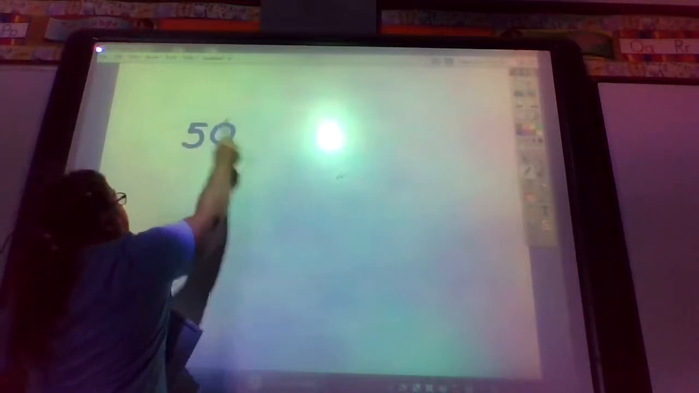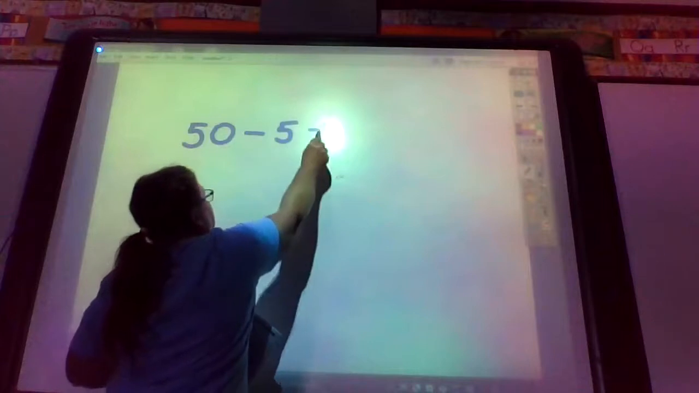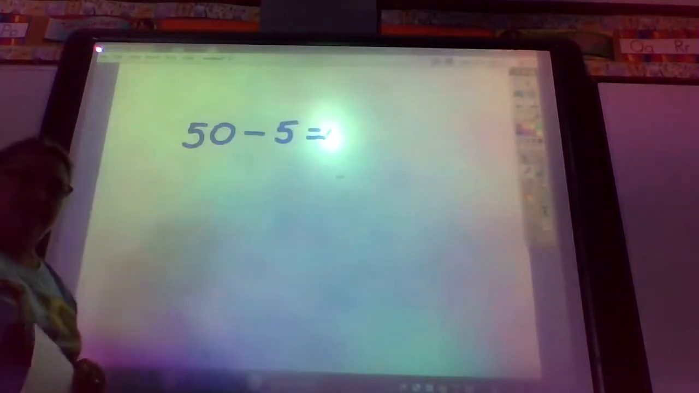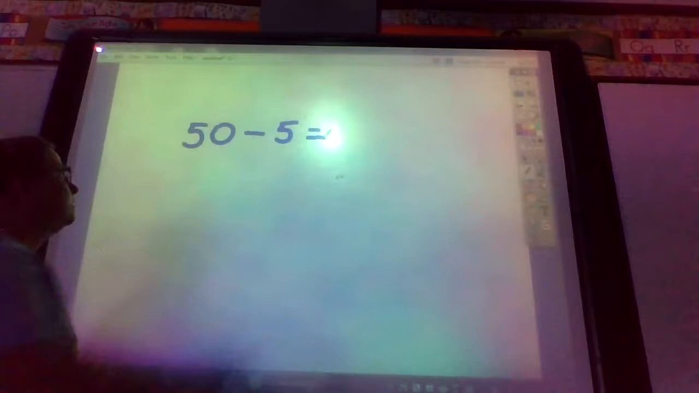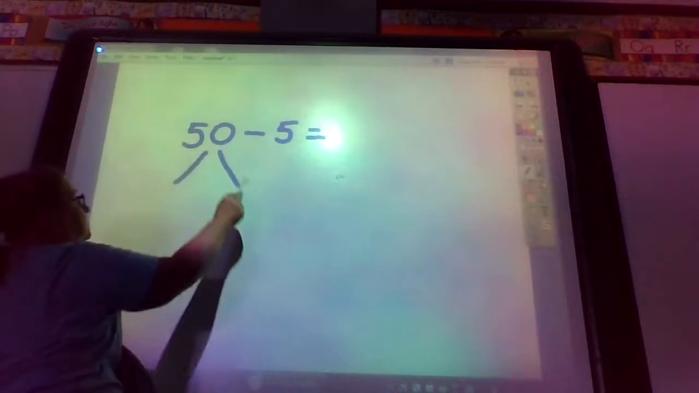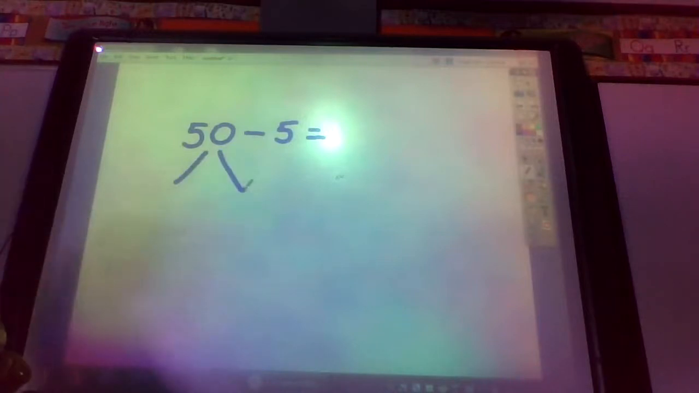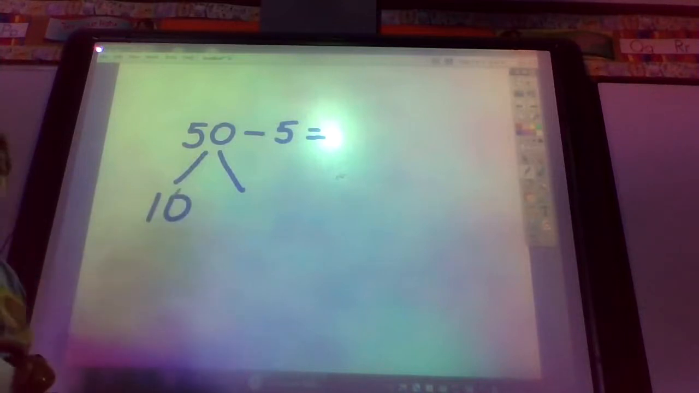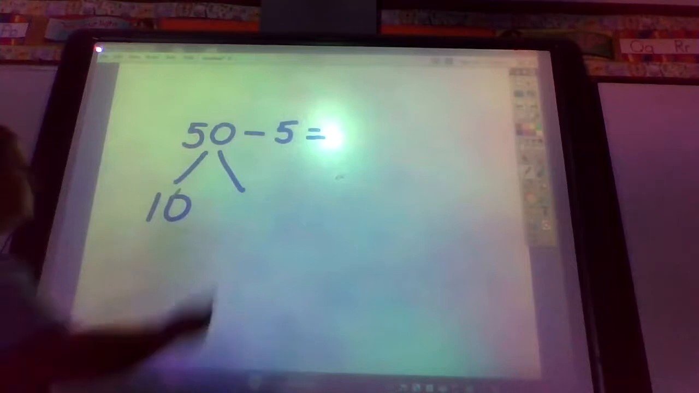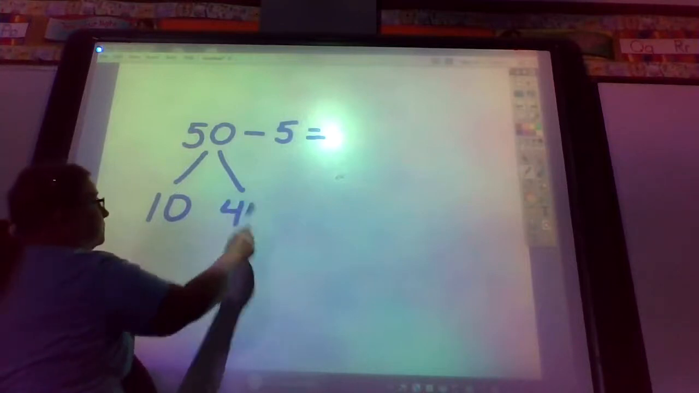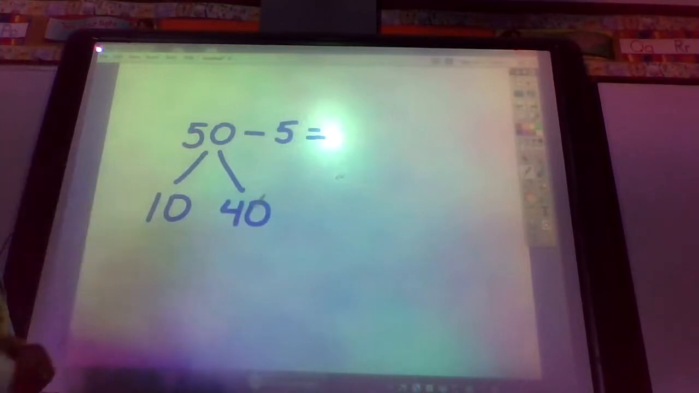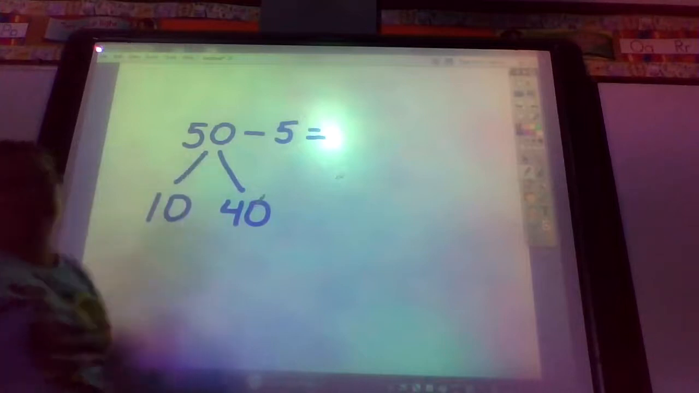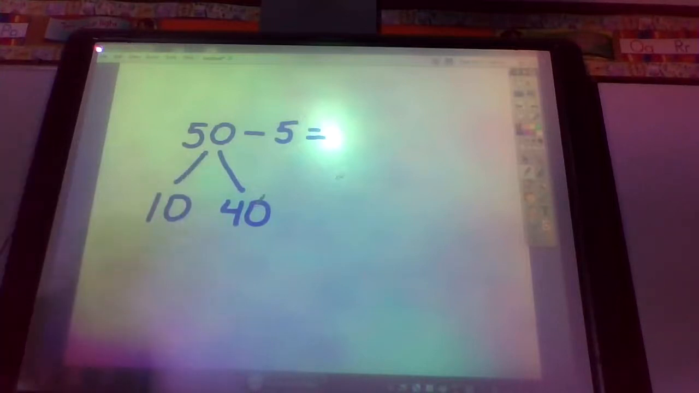What if I have 50 minus 5? I have 50 minus 5. I'm going to take that 10 out. Oh, here's my takeout, my number bond. I'm going to take 10 out of 50, and I would have 40 left. Okay? Here's my 40. Because I know that 10 plus 40 makes my 50. That's my number bond. 10 plus 40 makes that 50.